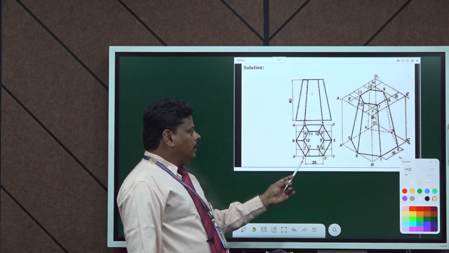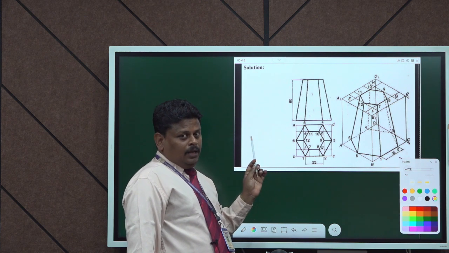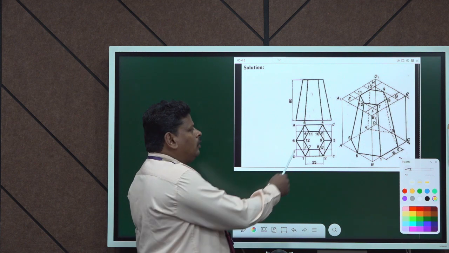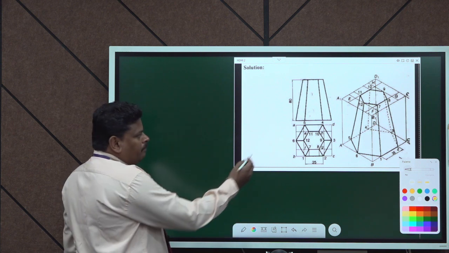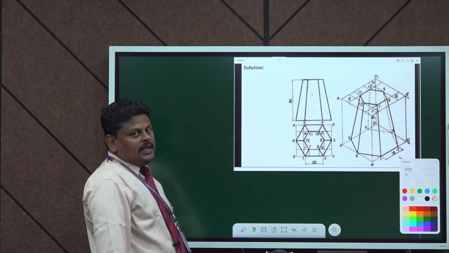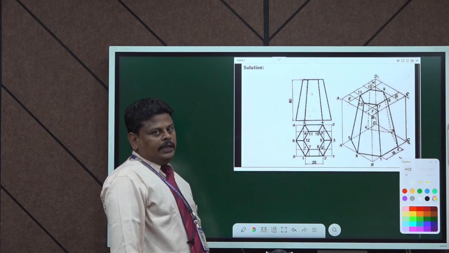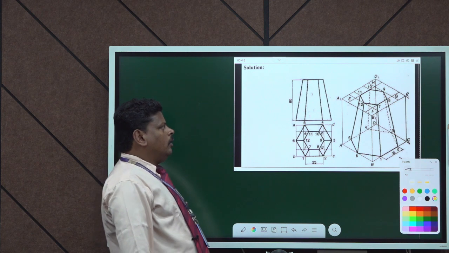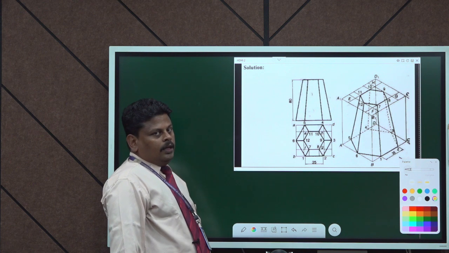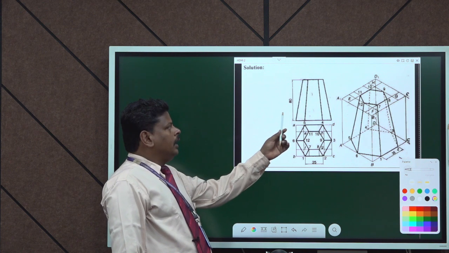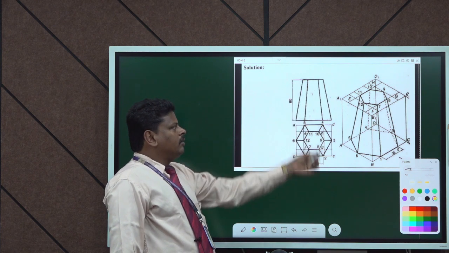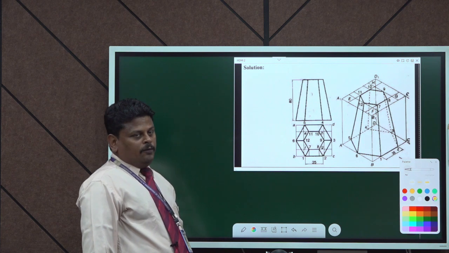Here the hexagonal pyramid with a base edge parallel to VP is also given in the problem. So we have drawn the hexagon parallel to the reference plane. 5, 4 and 1, 2 are the edges drawn parallel to the vertical plane, and we have also drawn the front view, which is a triangle, and that triangle is cut from the base at a distance of 80 mm, and there the cut triangle is shown in the front view.